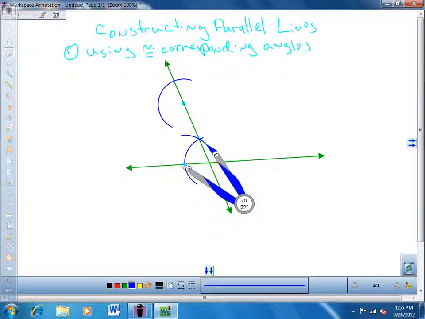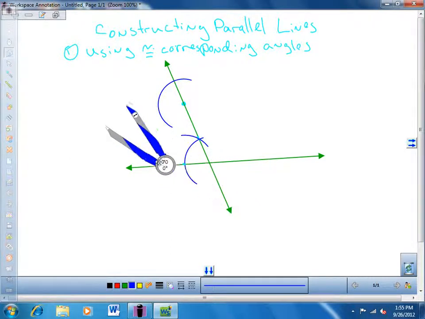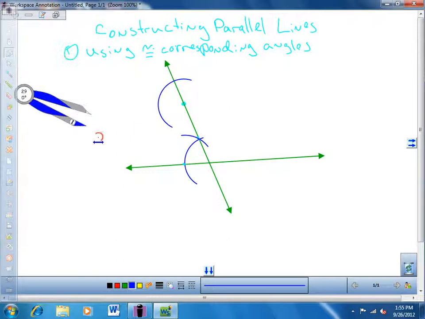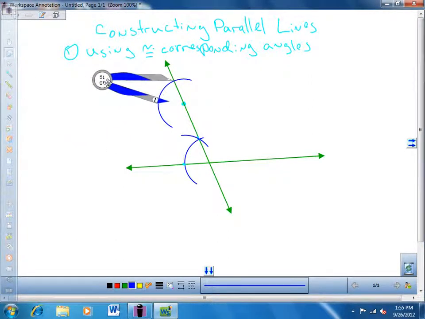Now I'm going to pick it up and keep the same spread. With mine, I kind of have to flip mine around upside down. Yours might not have to go that way. And then I'm going to move it over here. I'm going to make sure my setting is the same. I'm going to set this to 70 degrees again.